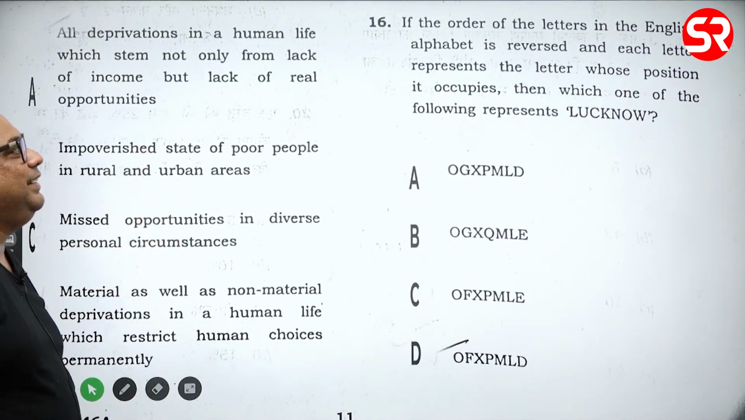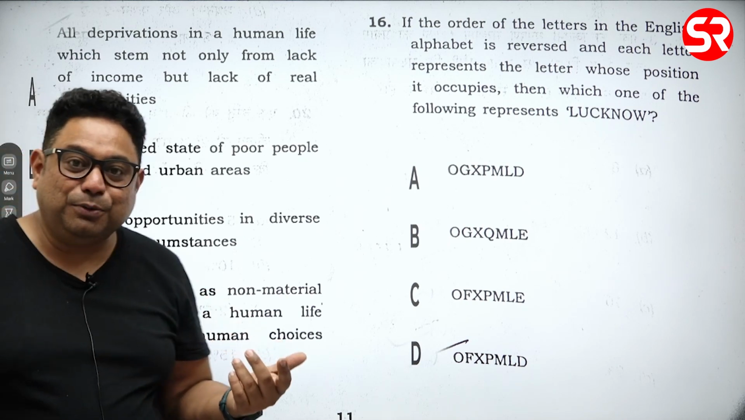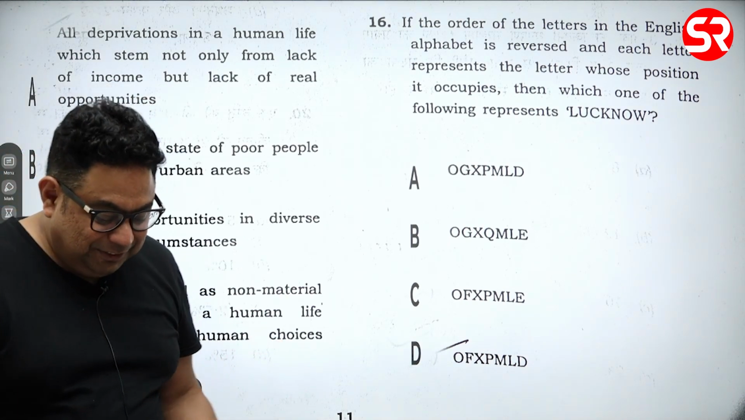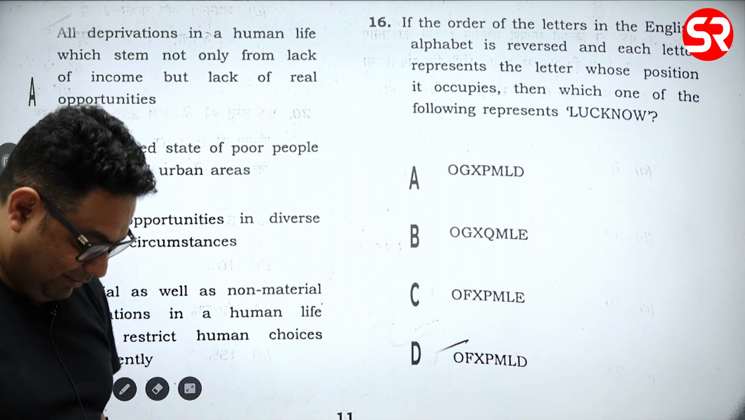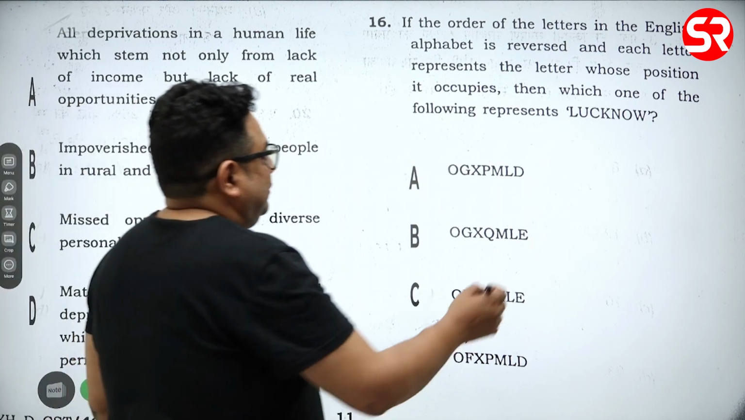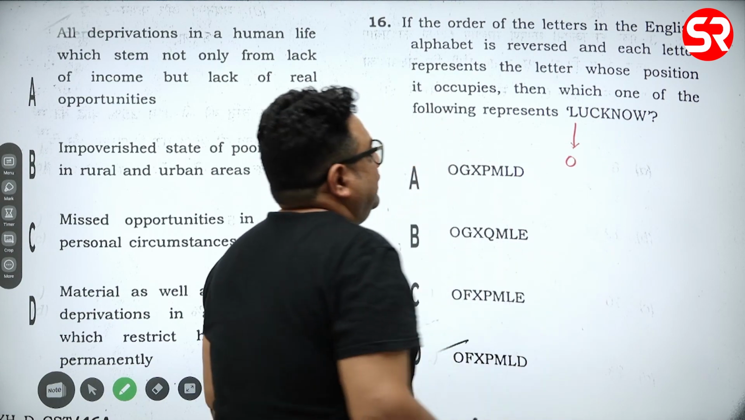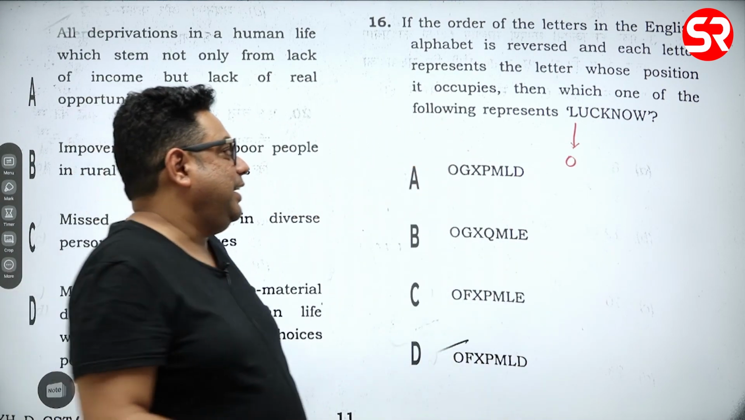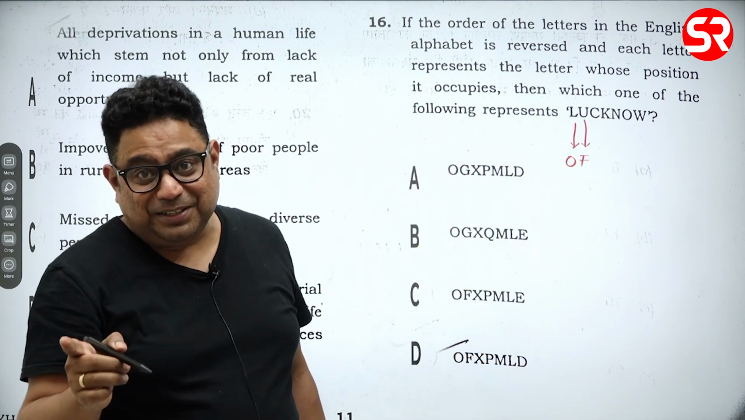So he says, if the order of the letters in the English alphabet is reversed, each letter represents the letter whose position it occupies, then which of the following represents Lucknow? Again, I think if you have done this with us, we had made great fun of this and we learned it in a very different way. So L's opposite is O. We remembered it as love, right? And U's opposite is F. Remember it, I don't want to say anything about it.